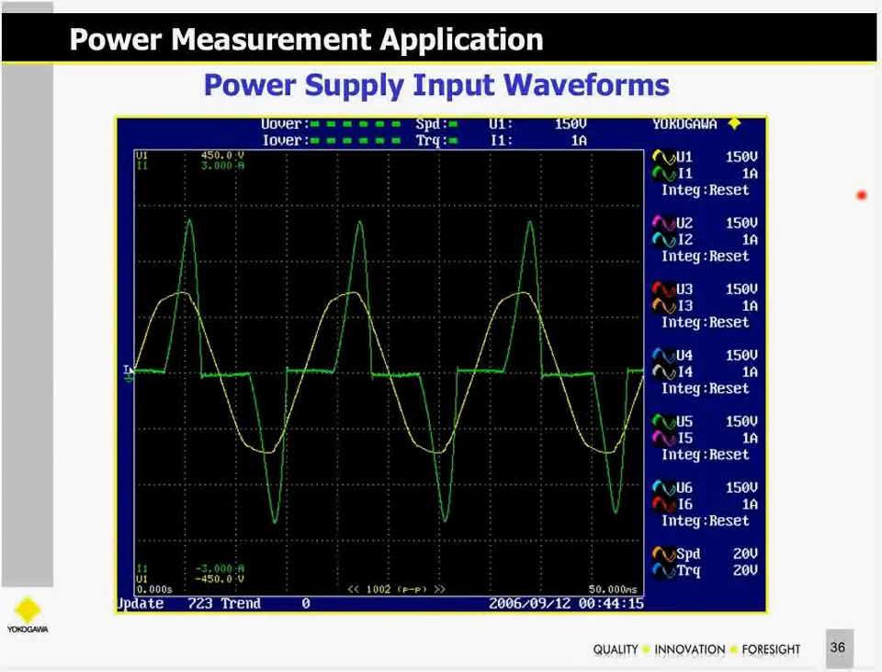Now here's maybe a power supply input. We've got the voltage. The voltage is flat-topped a little bit when this current turns on, from the capacitor type input. But it's a very narrow peak, so it has a high crest factor. The RMS value is going to be low.